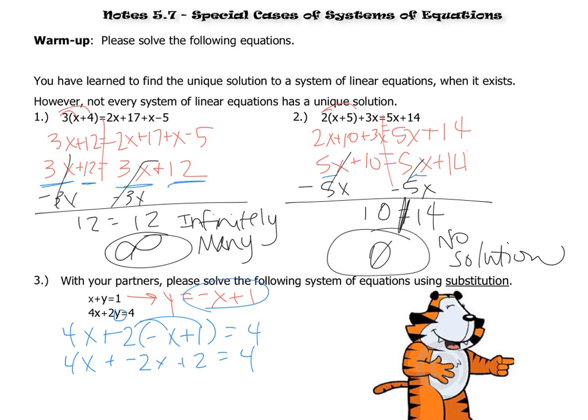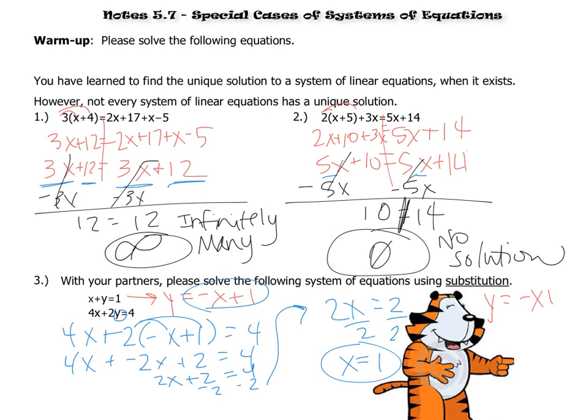So now I have 2x plus 2 equals 4. Subtract 2 from each side. 2x equals 2, divided by 2, and x equals 1. We found the x, we need to find the y. So y equals negative x plus 1. So y equals negative 1 plus 1. Y equals 0. So our coordinate pair is 1, 0.